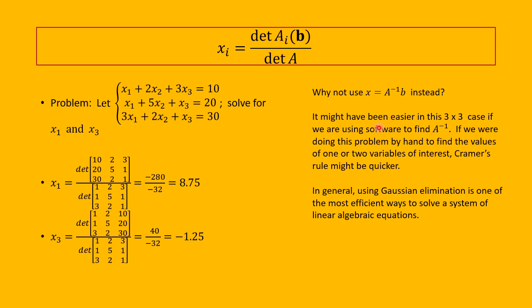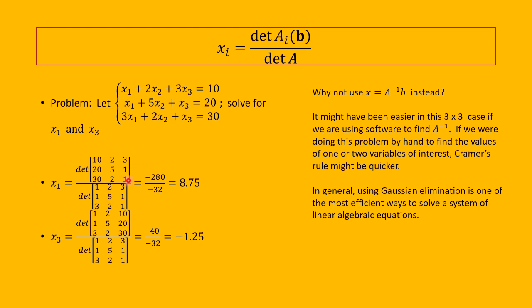Well, I don't really have a very good reason for not using this. Both will work. But it might be that if we were using computer software, computing A inverse times B, at least for this 3 by 3 matrix, would be quite easy to do. And we could find the answer by just using matrix and vector operations, let's say perhaps in Sage Math. If we're doing this problem by hand, though, it might take you a while to find A inverse.